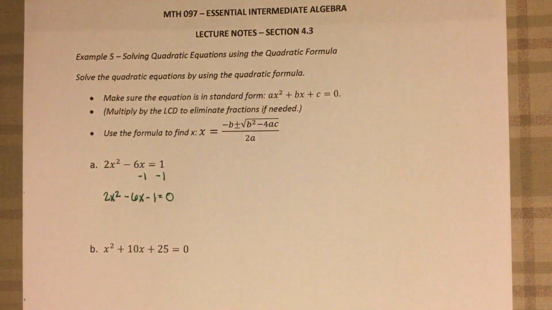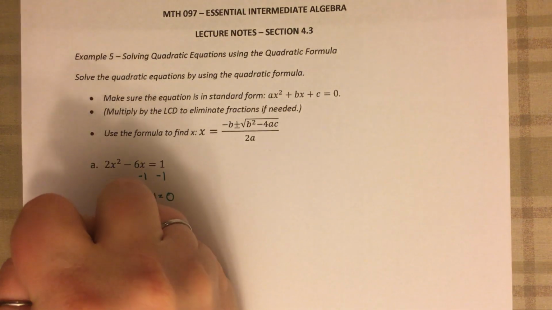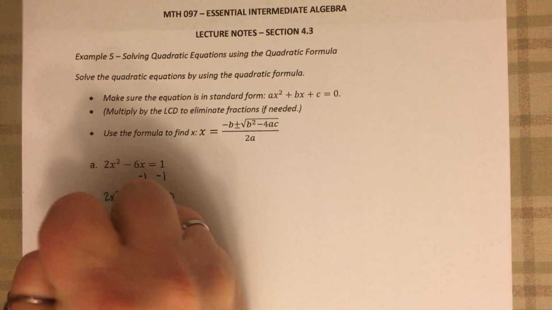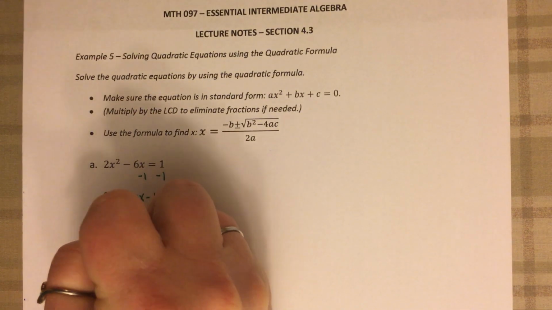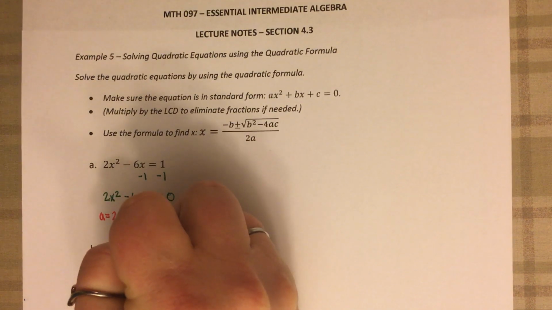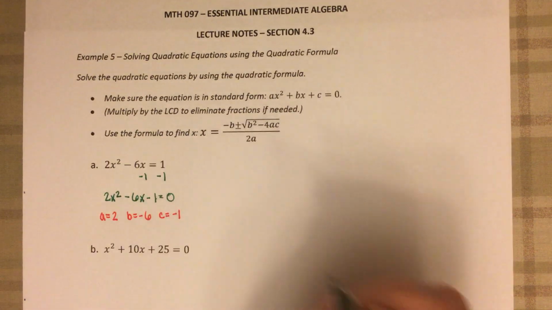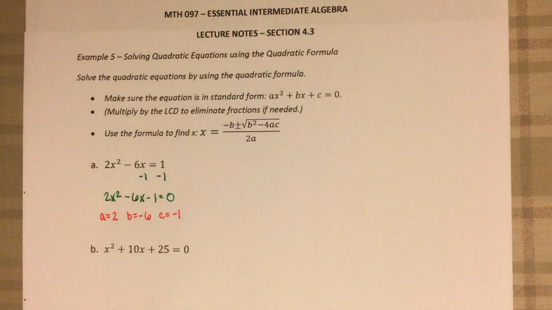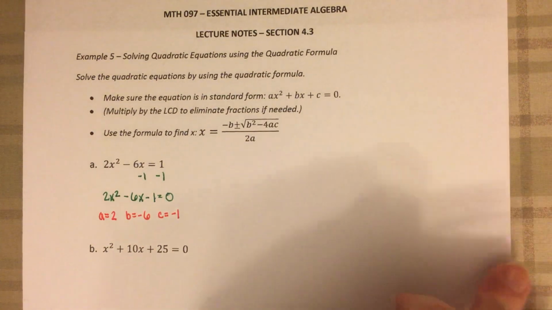So now we have 2x squared minus 6x minus 1 equals 0. So that's going to tell us, as we're using our formula, our a is 2, our b is negative 6, and our c is equal to negative 1. Right, then we're going to use our formula.